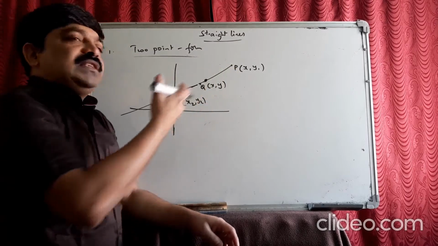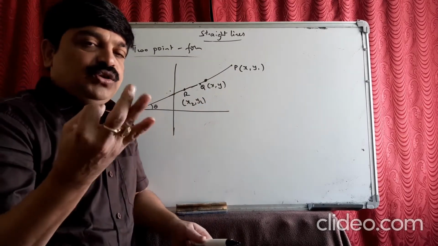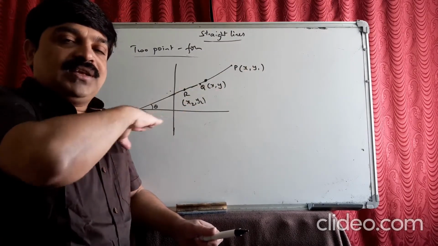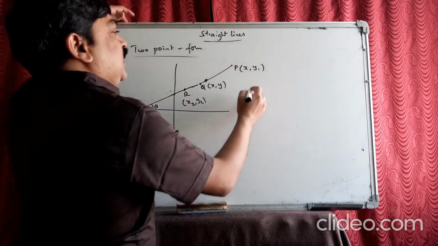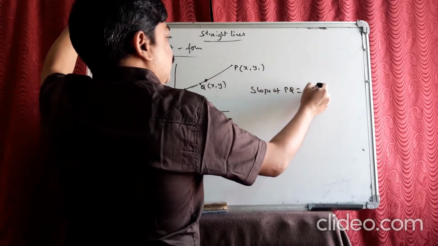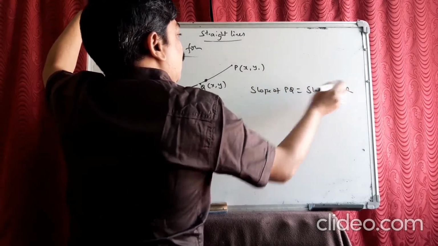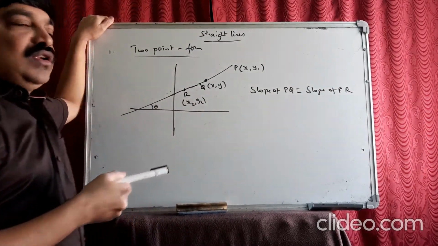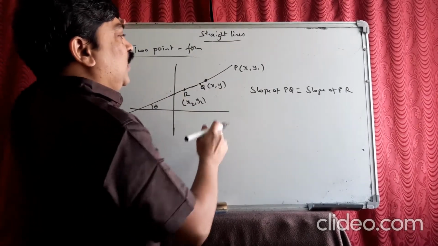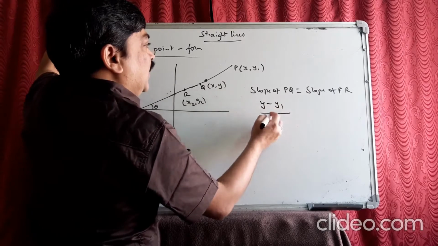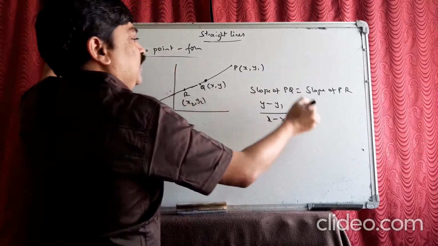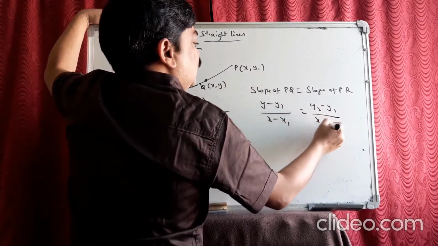What can you say? These three points are collinear, right? P, Q, R are collinear. Agree or not? Yes, P, Q, R are collinear because they are lying on the same line. Now, when they are lying on the same line, slope of PQ is equal to slope of PR, and you can also take slope of QR. Now I take slope of PQ equal to slope of PR. What is the slope of PQ formula? y minus y1 by x minus x1. And slope of PR is y2 minus y1 by x2 minus x1.